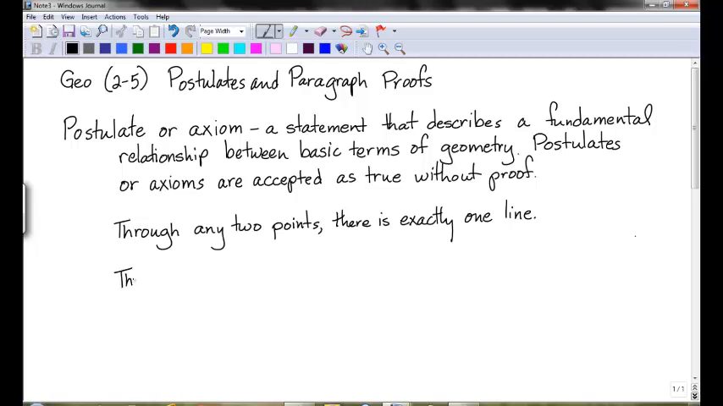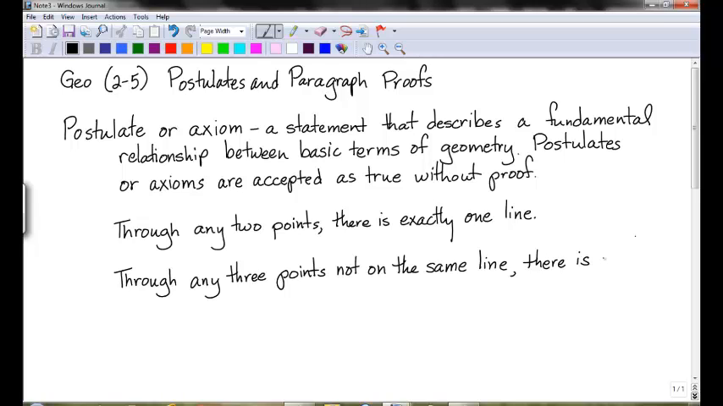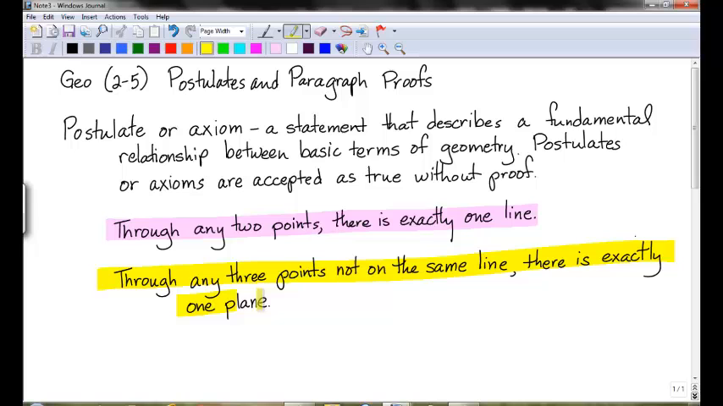There's another one. Through any 3 points not on the same line, there is exactly one plane. Okay? Here's one postulate. Here's another one. These are all postulates.